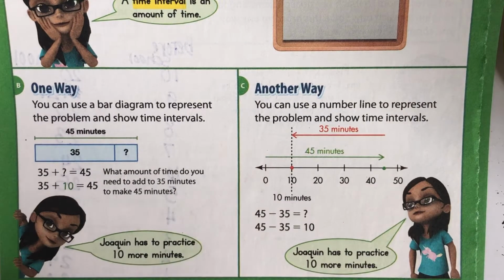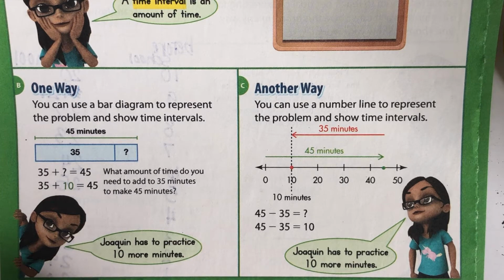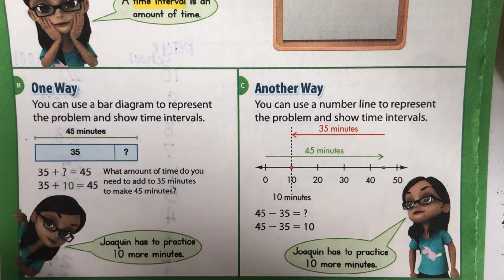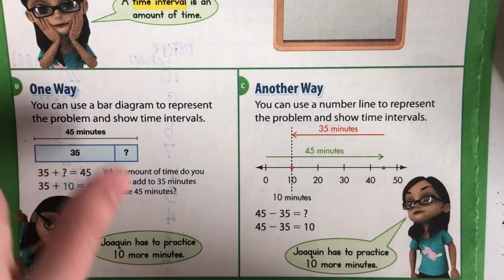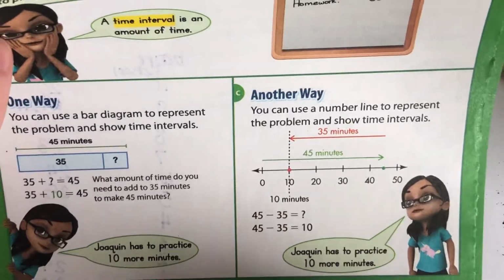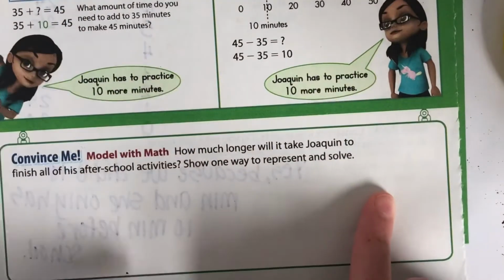You can use a bar diagram to represent the problem and show time intervals. What amount of time do you need to add to 35 to make 45? So 45 minus 35 equals 10 extra minutes. He needs 10 more minutes. You can use a number line to represent the problem and show time intervals. 30, 45, 35, Joaquin needs 10 more minutes.